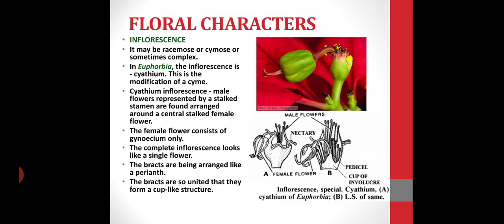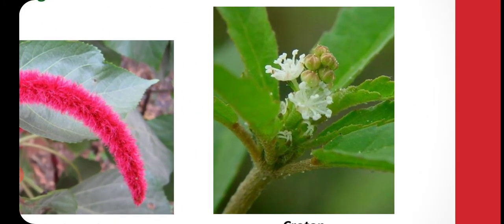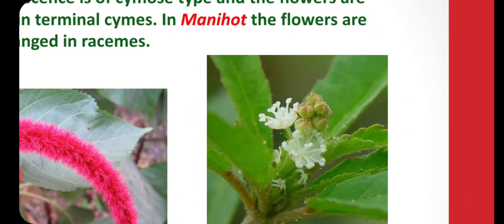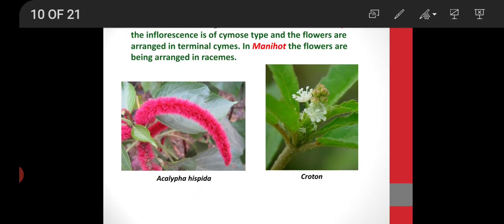Okay. And coming to other types of inflorescences. Sometimes it's a catkin type, example Acalypha hispida. And in Croton and Ricinus, that is in the Croton plant, and also in Avanaka, that is Ricinus, the flowers are arranged in terminal racemose pattern. Here we can see this one. Younger flowers are present on the tip, and older flowers below. Here it is not a cyathium.